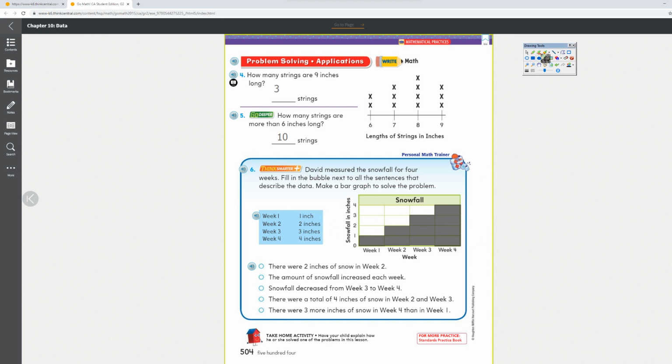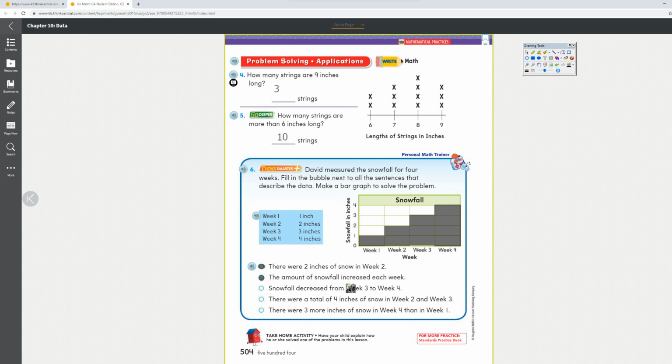So which answers can we bubble for this? Which ones make it true? Which sentences describe the data? So the first one, there are 2 inches of snow in week 2. Is that true? Let's see, we have 2 inches and week 2, they match, so it is true. We can circle that one. The amount of snowfall increased each week. Is that true? Well, it looks like it's going up as each week goes up. So yes, it is true, all the way to week 4 where we get the most snowfall. So it does increase each week.